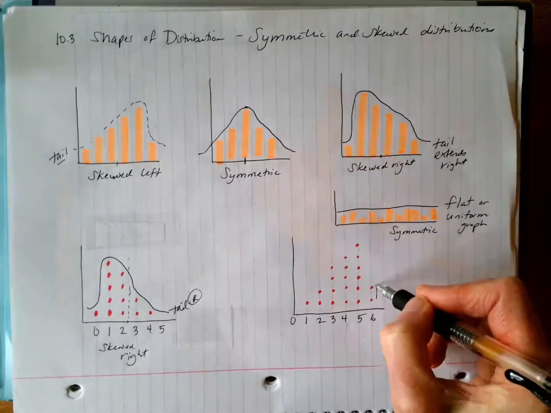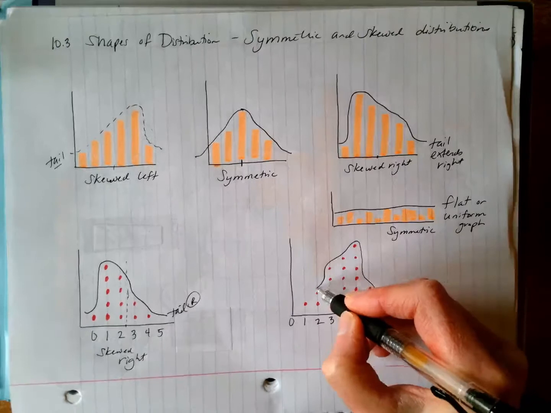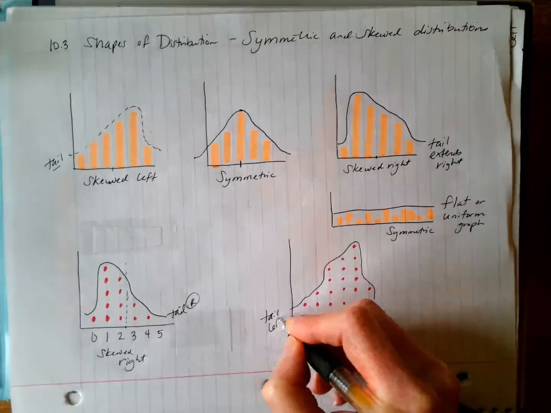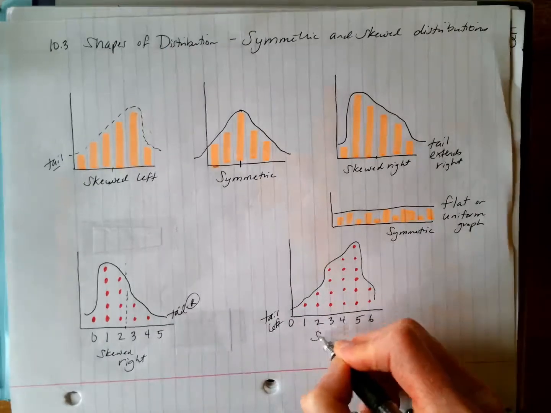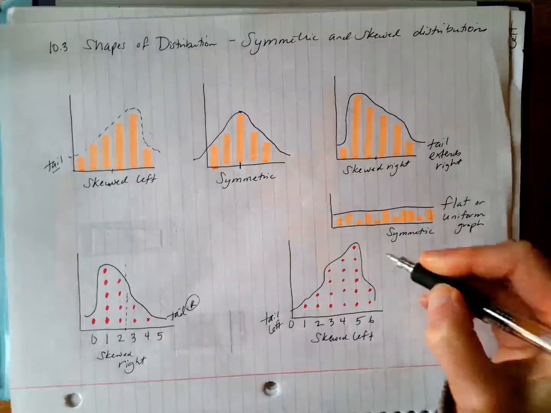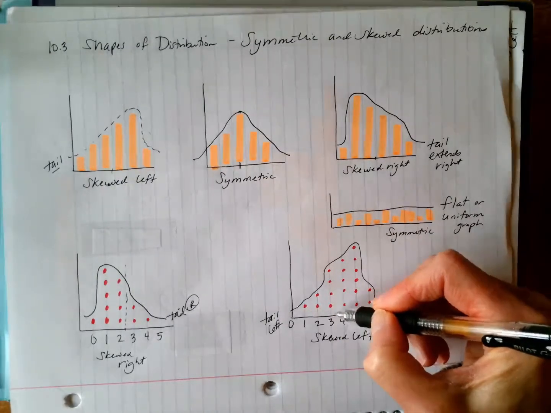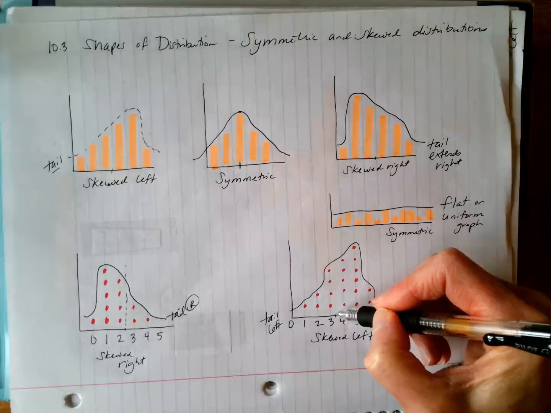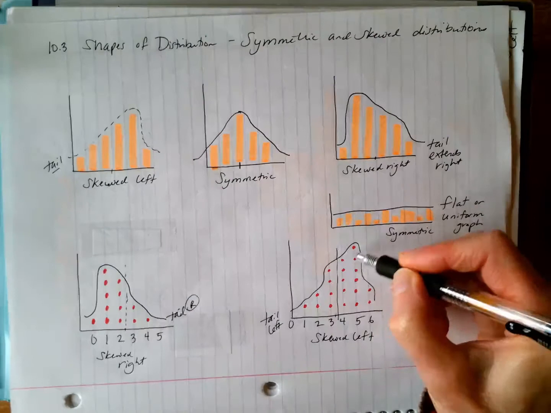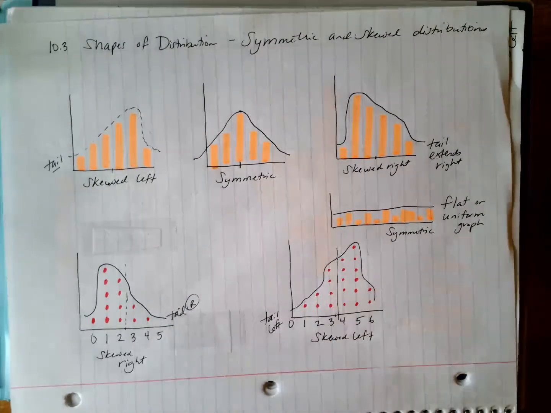And here, I go up and then down the other side, and my tail comes off the left, so this would be skewed left. Once again, the halfway point is going to be here at about 3, and I can see that most of my data points are on the right-hand side, so the tail comes down off of the left.